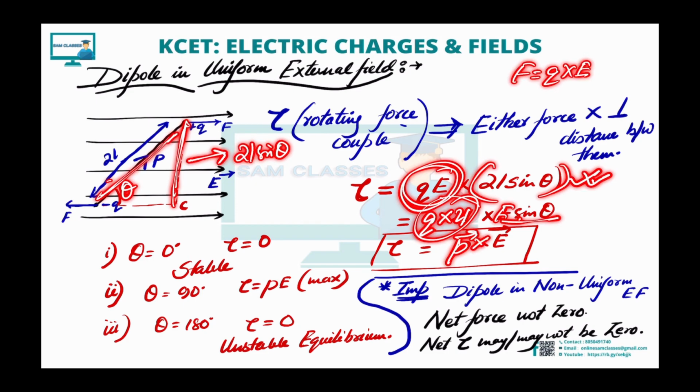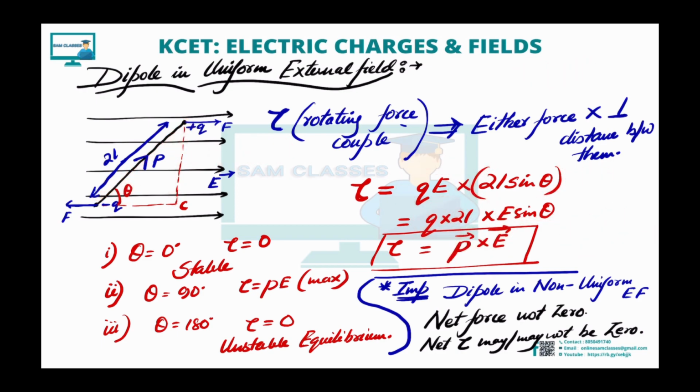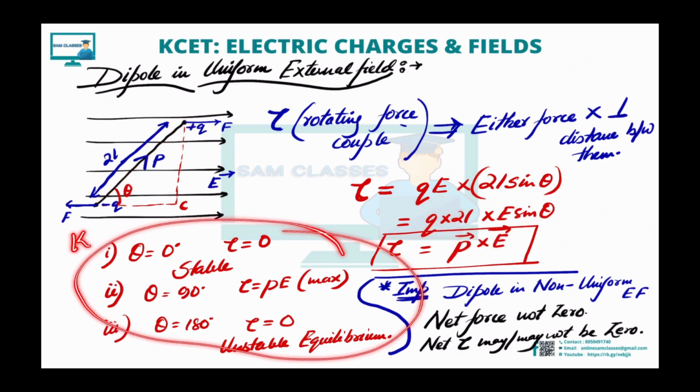So charge into 2L, I know that is equal to P, and so it is PE sine theta. I can write it as P cross E. We already know A vector cross B vector is what? AB sine theta. Clear? Done.